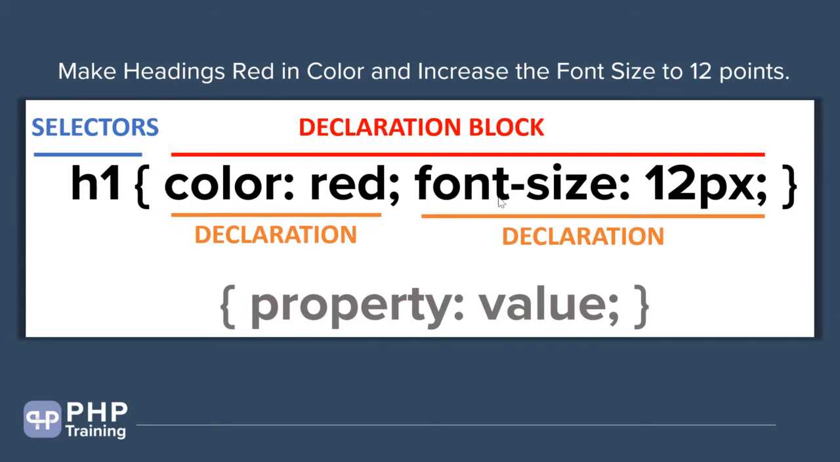Okay, and you see there are two declarations. They are separated with a semicolon. Color is red, font size is 12. So this is basically a property colon value and then a semicolon. If you have worked with JSON before, it is something similar to that. You have a property colon value and then a semicolon. Okay, so you have two declarations. The first declaration says color should be red. The second declaration says font size is 12 points. Okay, and this is how you write your CSS.